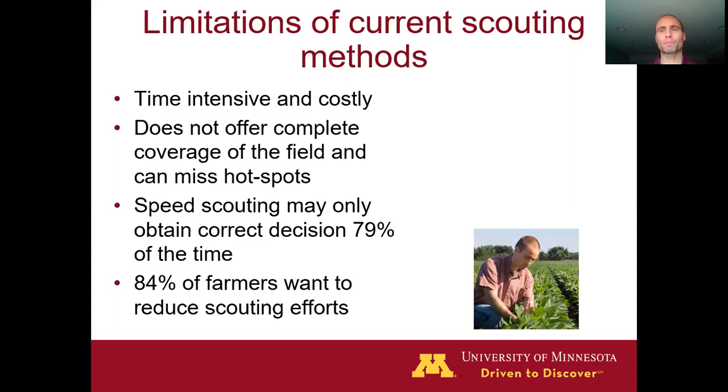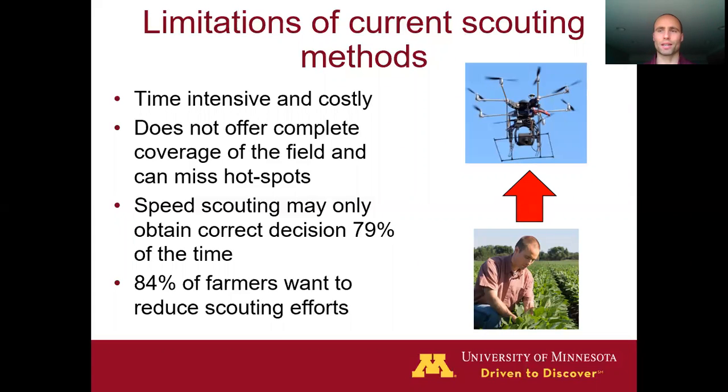However, we know this method of scouting is time intensive and costly, traversing large fields, estimating high numbers of aphids, and it doesn't provide a complete picture of what's going on in the field. We're only inspecting plants in a small subset of areas from throughout that whole field. And because of this time-intensive, costly nature, we know farmers are looking for something more efficient. So what we're trying to address is to see if we can use remote sensing tools to advance or improve soybean aphid scouting.